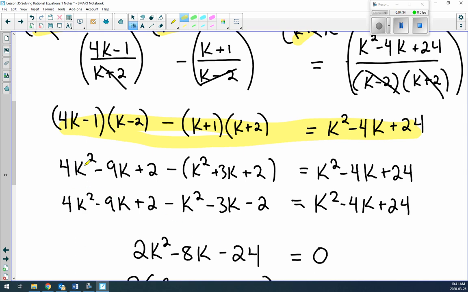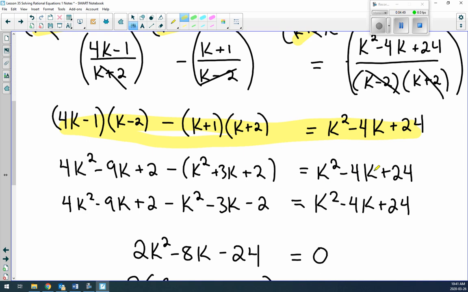We end up with 4k squared minus 9k plus 2. This one, we FOIL it. We end up with k squared plus 3k plus 2. Now, if you notice, I kept that in brackets. There's a reason for that, because that negative at the front is going to change the signs in here. It would be like distributing -1 to all these terms.